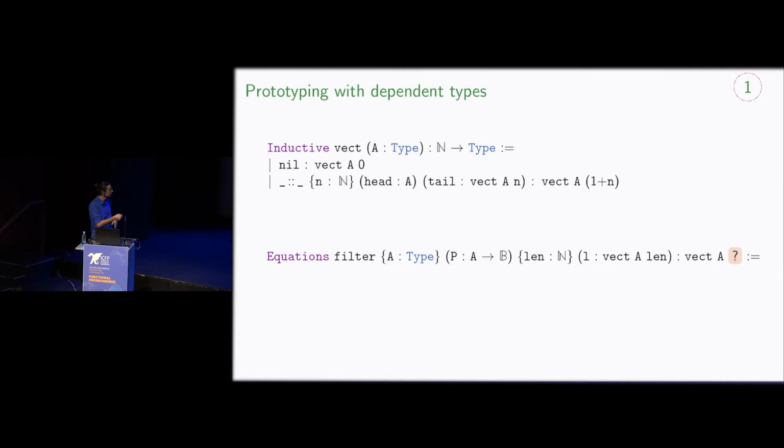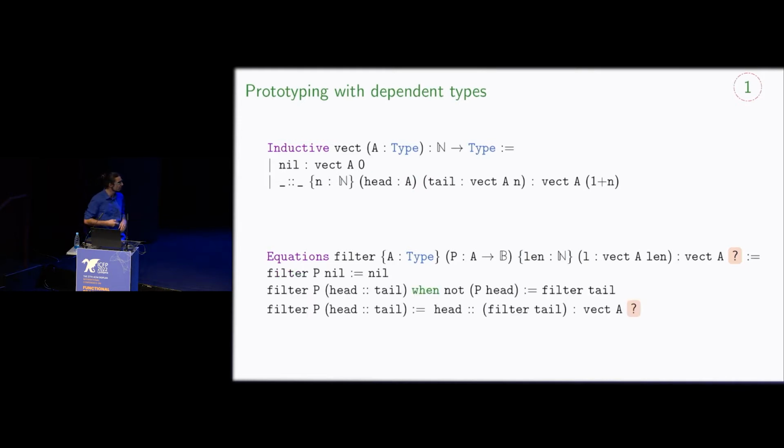A filter function is a function that will take a Boolean predicate on the elements contained in the vector, and a vector of some length n, and that will try to filter the vector by this predicate. How do we do that? In the case of the empty vector, we just return the empty vector directly. And if we have a head on top of a tail, then we check whether the Boolean predicate holds of the head, and either recurse on the tail or keep the head on top of the recursion on the tail.